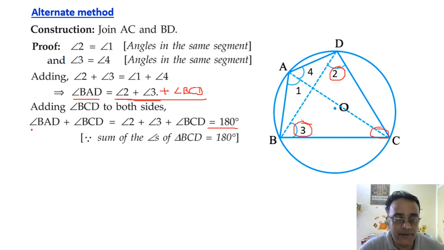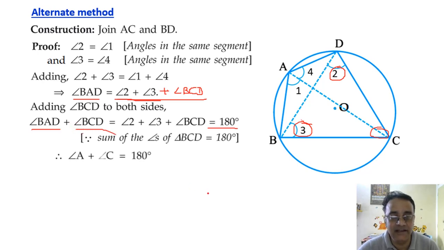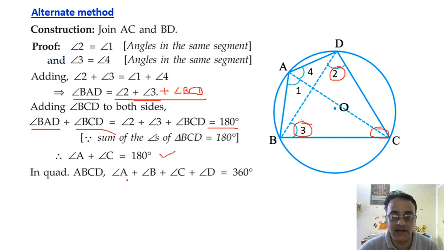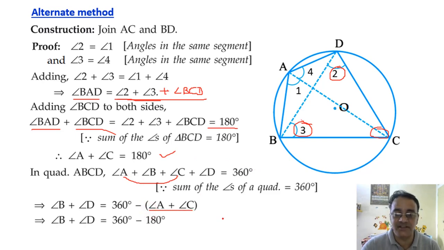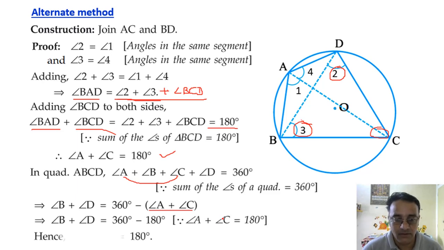Now we are going to replace angle BAD by angle A and angle BCD by angle C. So first part proof हो गया. Second part is very similar to what we did right now, that the sum of all the interior angles of a quadrilateral is 360 degree. Now we are going to replace these two by 180 degree. ठीक है, यहाँ पे तो राइट साइड में शिफ्ट कर दिए, फिर इसको 180 से रिप्लेस कर दिए and 360 minus 180 is equal to 180 degree.